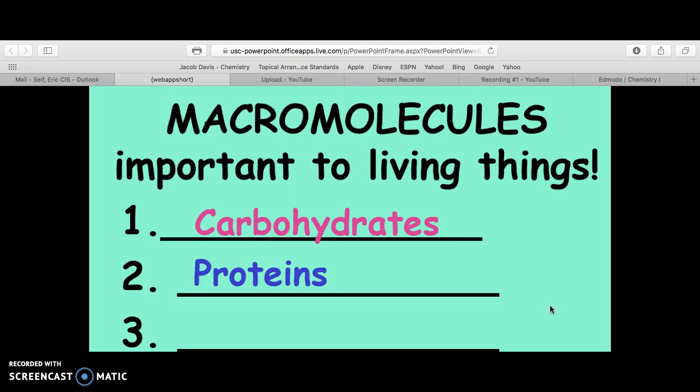Proteins is our next category. Proteins are important in muscle building and other functions. The third one was lipids. That has to deal with fats, oils, waxes, and even steroids, believe it or not, are classified as lipids. And then the last one was nucleic acids, which deals with deoxyribonucleic acid, commonly known as DNA, and ribonucleic acid, RNA.